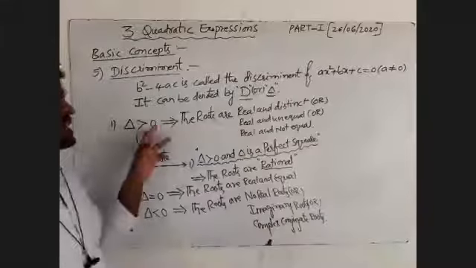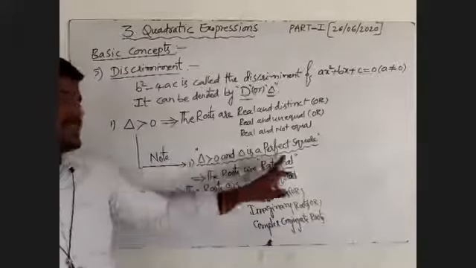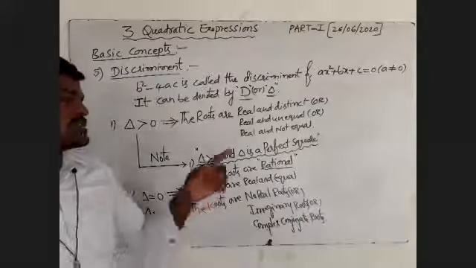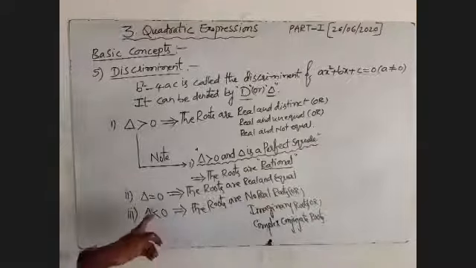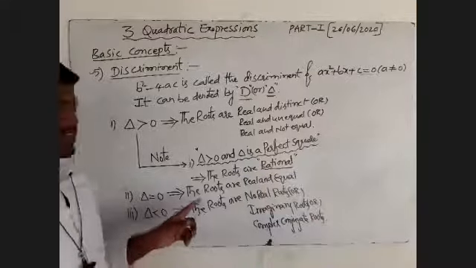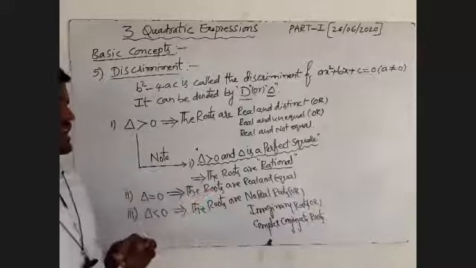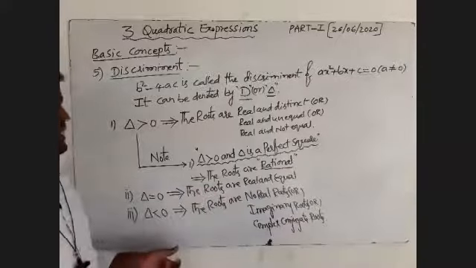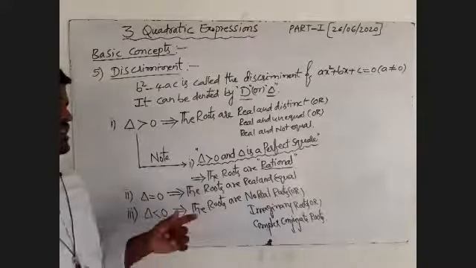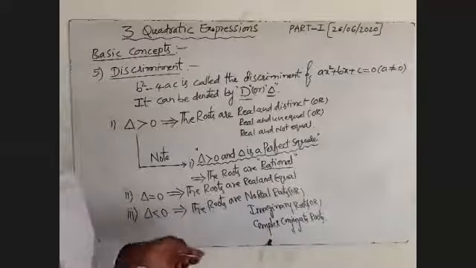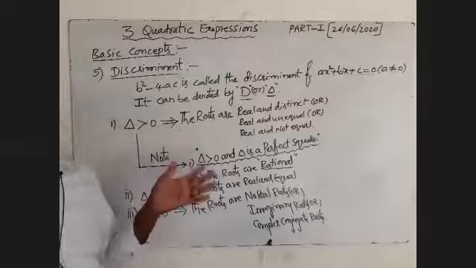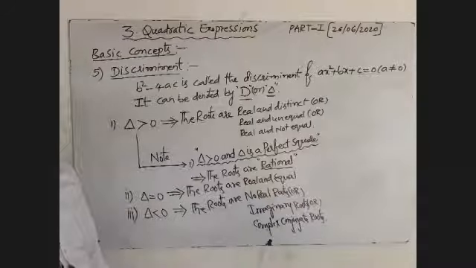Sometimes when delta is greater than 0 and also a perfect square, then the roots are rational roots. Now the second condition, delta is equal to 0, means the roots are real and equal. After that, delta less than 0 means there are no real roots, or imaginary roots, or complex conjugate roots will appear. First we will write this one, after that I will explain the next one.